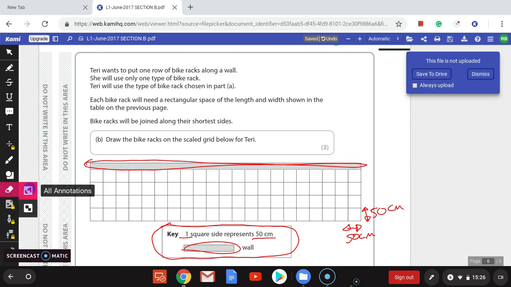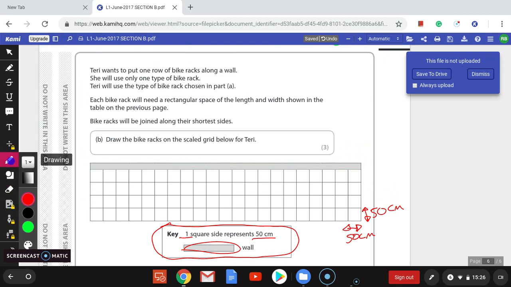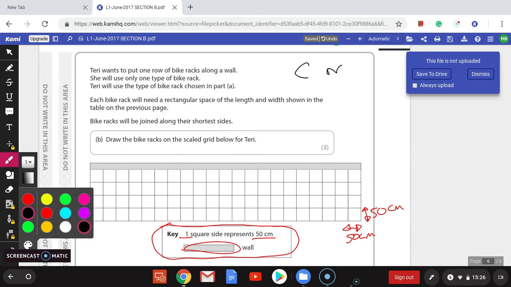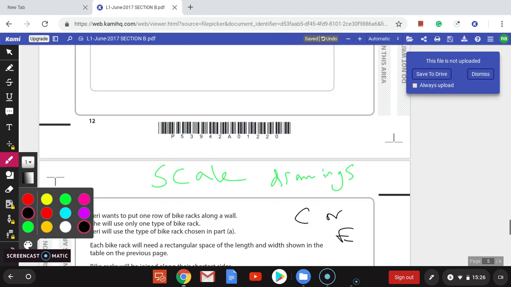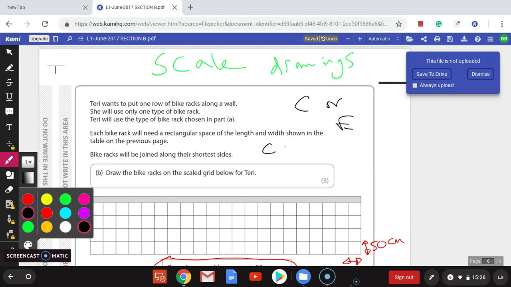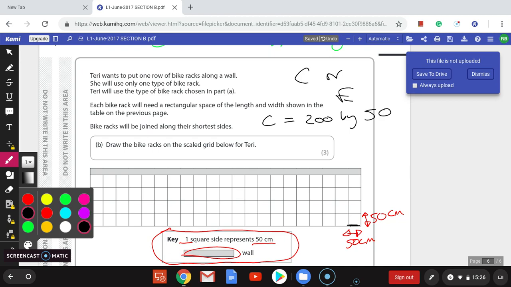Okay, how do we know what size the bike racks are? Well, you just chose 2 options, and that was C or E. Okay, and let's show the example with C. It's 200 by 50. So C is 200 by 50. If each square is 50 along, how many squares make up 200? The answer is 4. If each square is 50 wide, how many make up 50? 50 into 50 is 1. So to draw C, you draw it along the wall, as I showed a second ago, and it's 4 by 1, like this. Okay, you want to draw as many as you can.